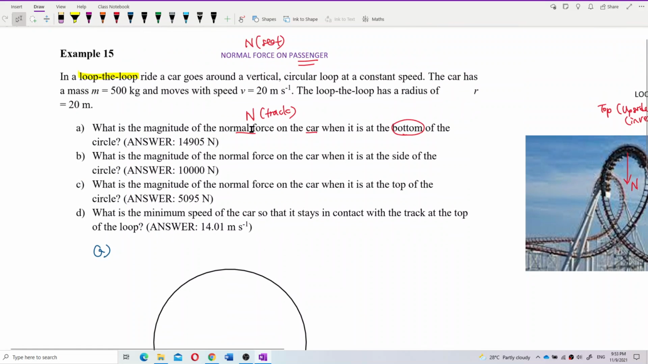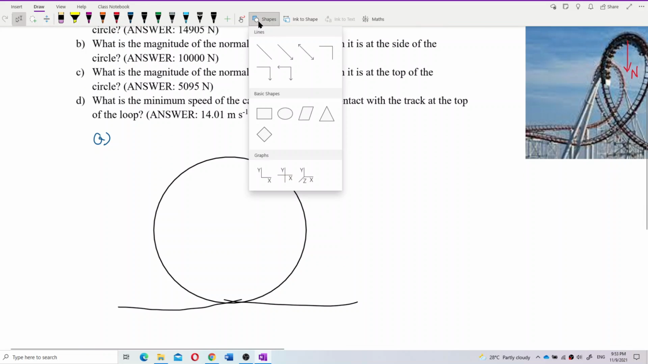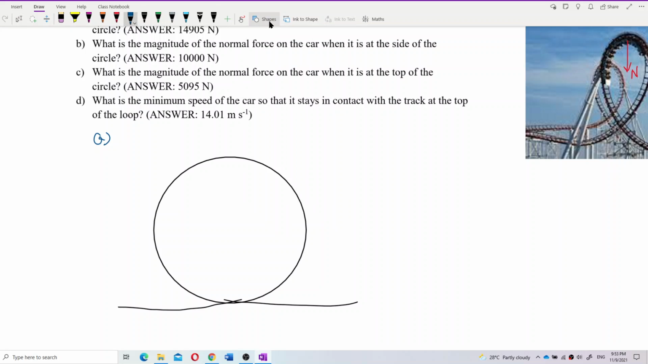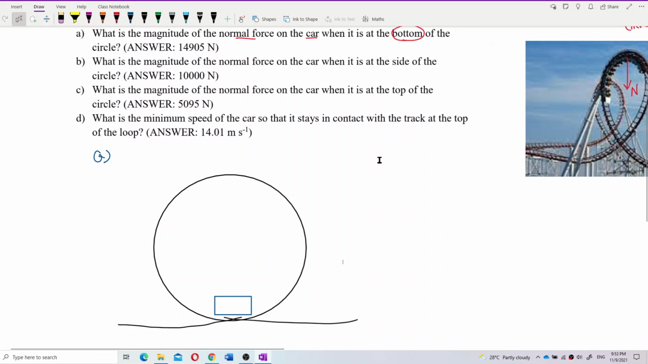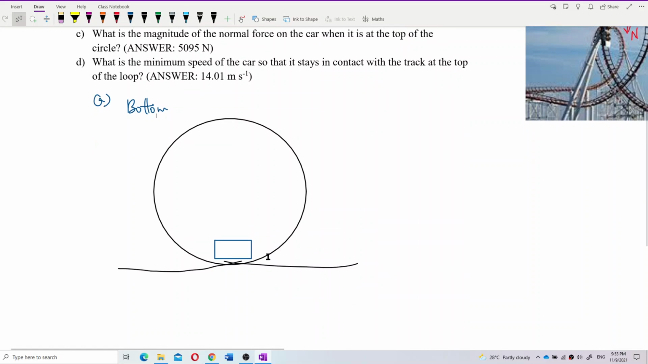So now what is the normal force on the car? The car now is at the bottom. Question A is at the bottom, right? At the bottom is over here. So what are the forces? The center of the circle is at the top of the car, so the car is at the bottom.